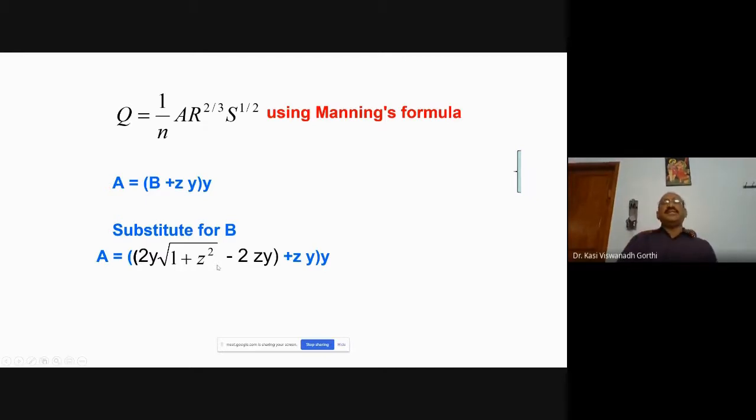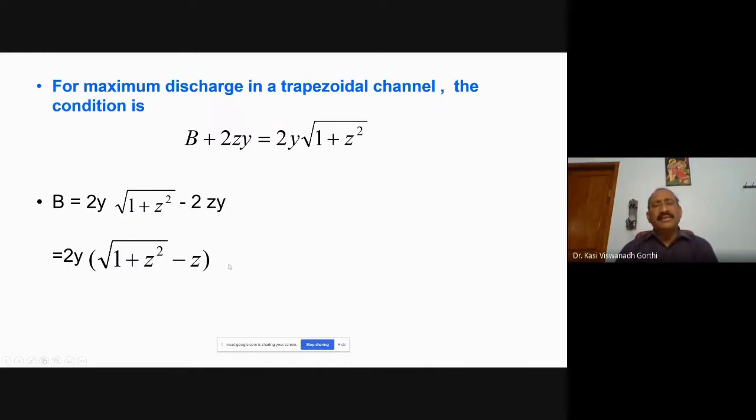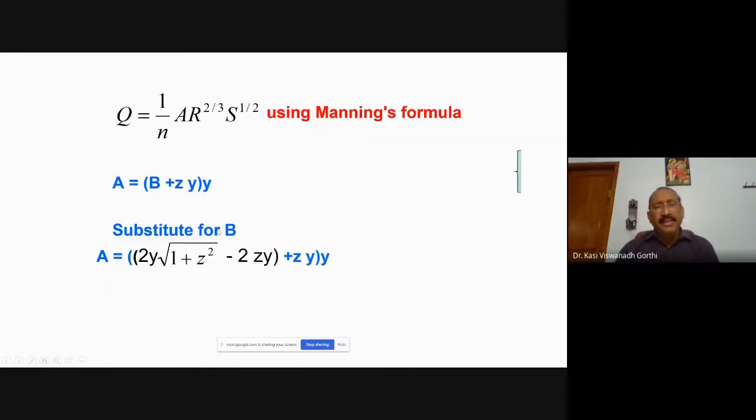Since Manning's roughness coefficient is given, make use of Manning's formula. Q is equal to 1 by n A R power 2 thirds S power half for the discharge using Manning's formula. What is A here? A is the wetted area, (b plus zy) into y. Also, b we have found here: 2y into (root 1 plus z square minus z), based on the most economical trapezoidal channel section condition. Substitute that in place of b.